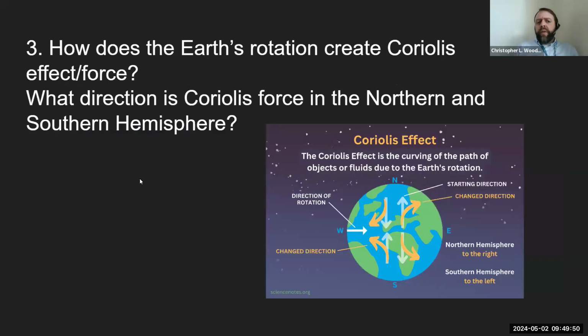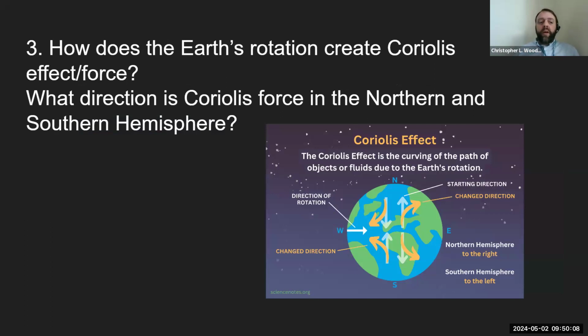How does the Earth's rotation create the Coriolis effect? And then what direction is the Coriolis force in the northern and southern hemisphere? The Earth rotates. If the Earth did not rotate, wind would just move from high pressure at the poles to low pressure at the equator. But it does. It rotates 24 hours a day.